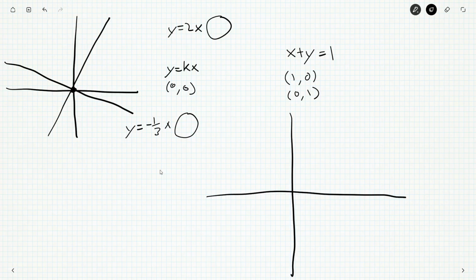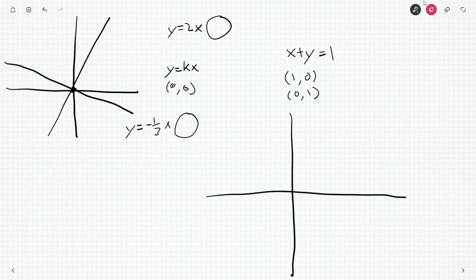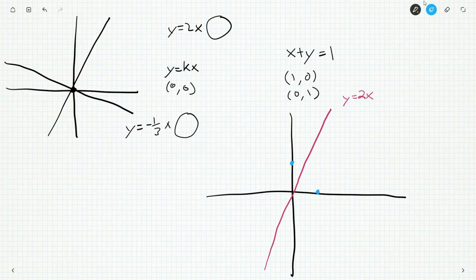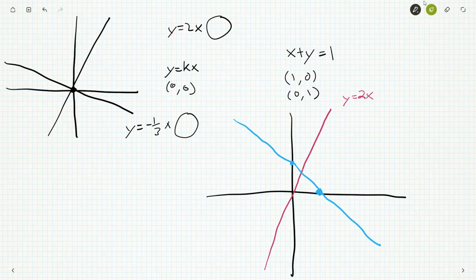So let's use y equals 2x as our stand-in for y equals kx. Okay, and then this blue line will be our reflecting line. So it's (1, 0), (0, 1), or sorry, (0, 1), (1, 0), anyway. So this line comes down here like that. So we can see that we're going to get an intersection point.